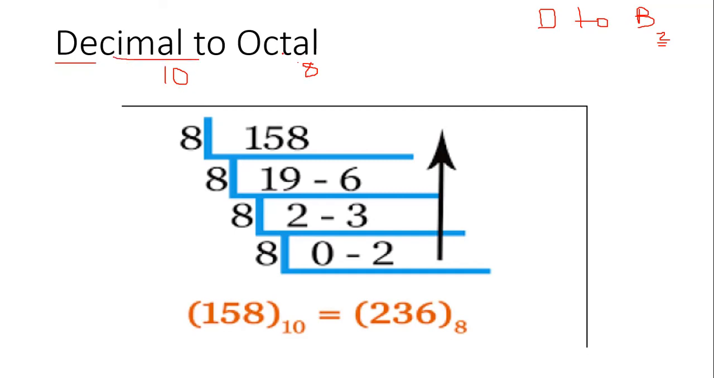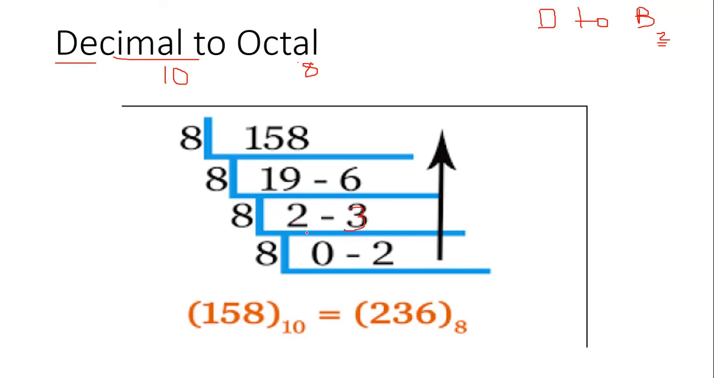When I want to convert decimal to octal, the given decimal number should be kept on dividing by 8. So I have taken a number 158. When I divide by 8, it goes 19 times, and the remainder I get is 6. Then further, I have 19. When I divide it by 8, 8 twos are 16, so it goes 2 times. So 19 minus 16, the remainder is 3.